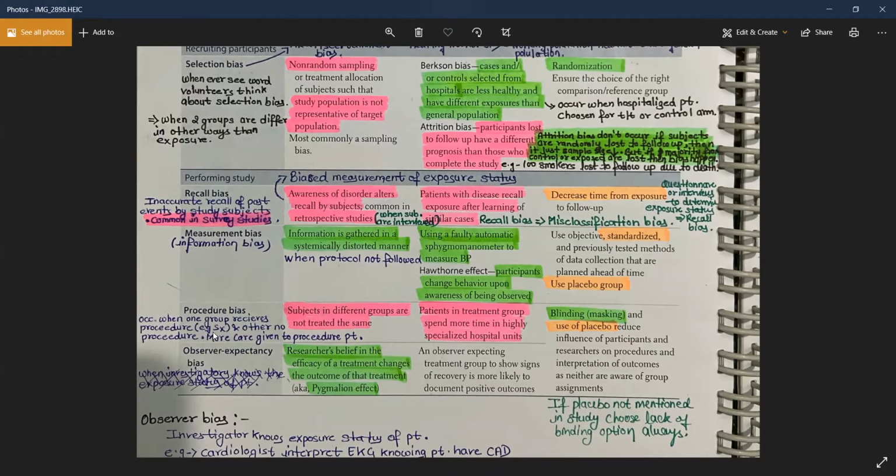See, the procedure bias can only be created once you know the exposure status of the patient. You know that group A was receiving the therapy, so you only give the special treatment to group A. But if you do not know whether group A or group B receives the therapy, then how will you give the special treatment to any group, right? Special treatment can only be given when the exposure status is known.